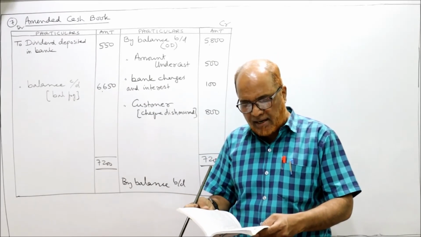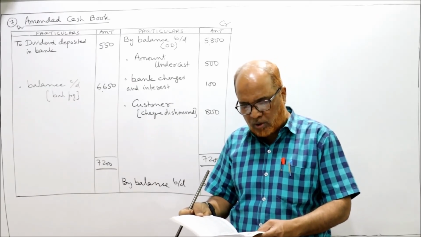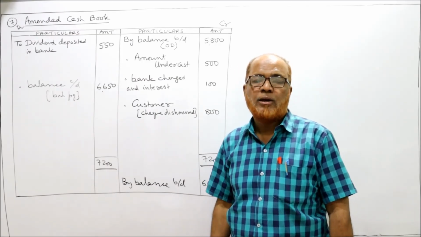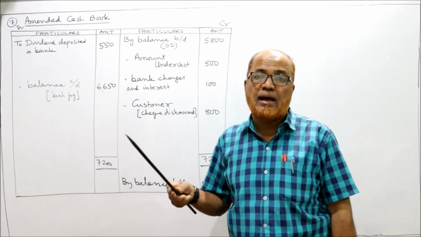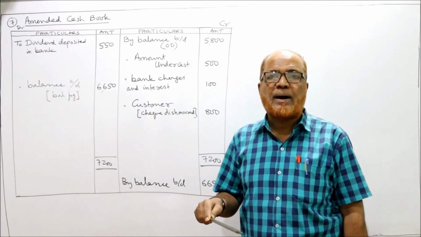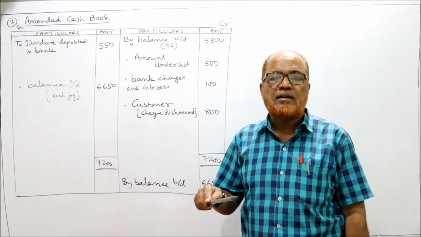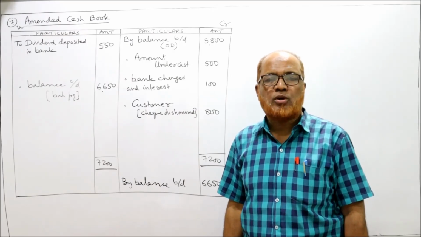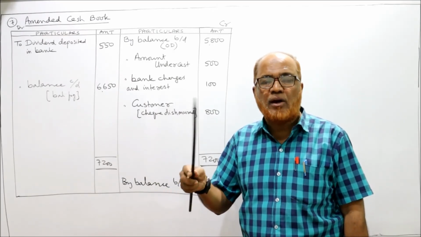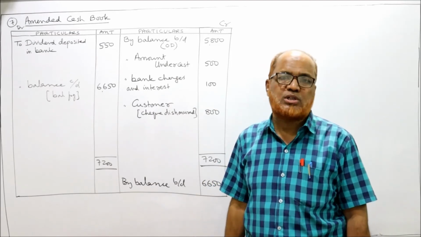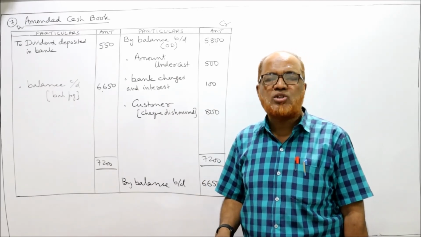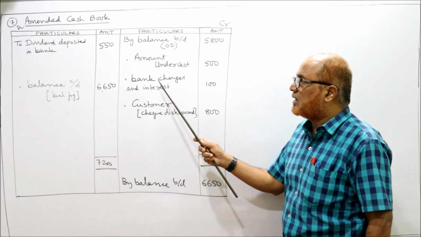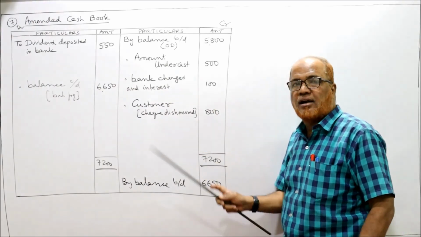Next, bank charges and interest of 100 rupees debited in the passbook on 28th December 2013 had not been entered in the cash book. The bank charges and bank interest had been debited in the passbook. When the passbook is debited, it will be taken on the credit side of the cash book. The debit items of the passbook will be on the credit side of the cash book, the opposite. So these bank charges and interest are debited in the passbook but not entered in the cash book. So on the credit side I am taking by bank charges and interest 100 rupees.